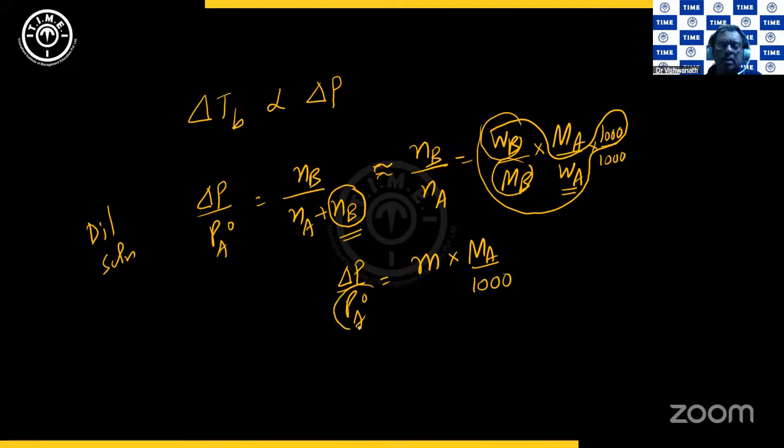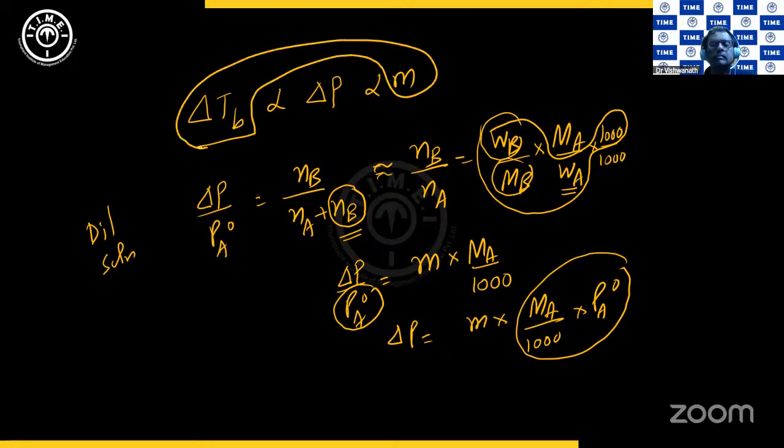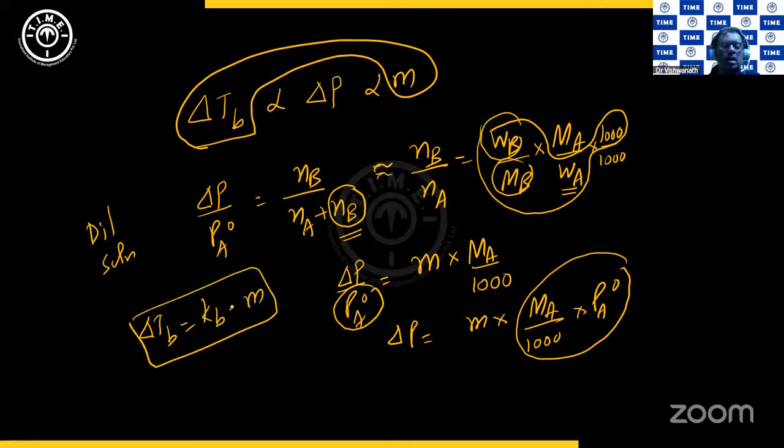I can send this PA naught to the other side. So I'll write delta P as equal to m into MA by 1000 into PA naught. For a given solvent at a particular temperature, this entire thing is constant. So delta P is proportional to m, and delta TB is also proportional to m. That is how we get delta TB equal to a proportionality constant Kb into m, where Kb is also called the molal elevation constant. So this is how we get the elevation in the boiling point from the lowering of the vapor pressure.